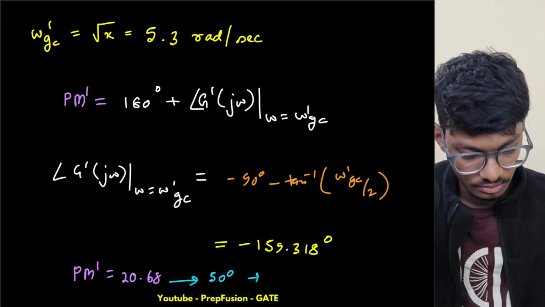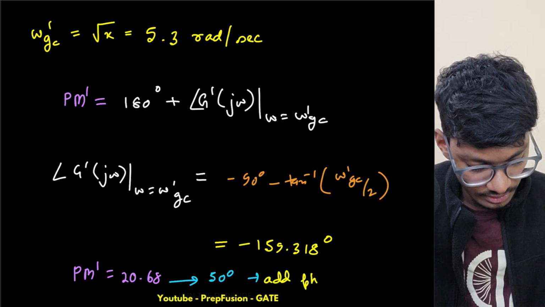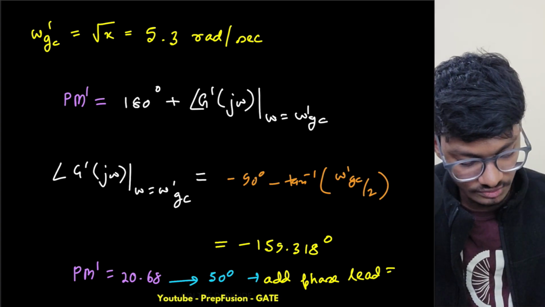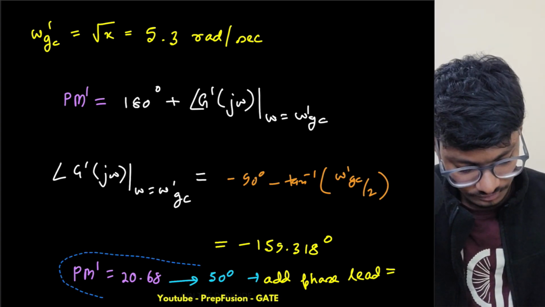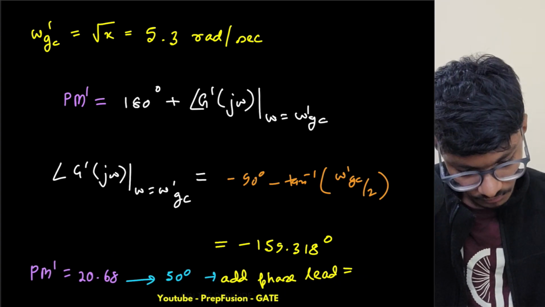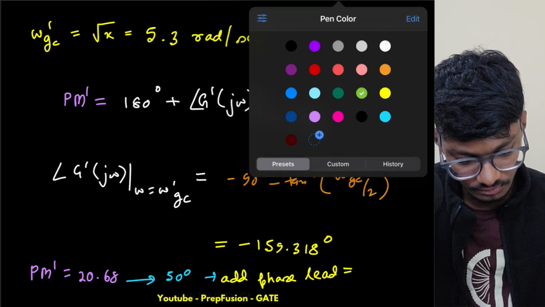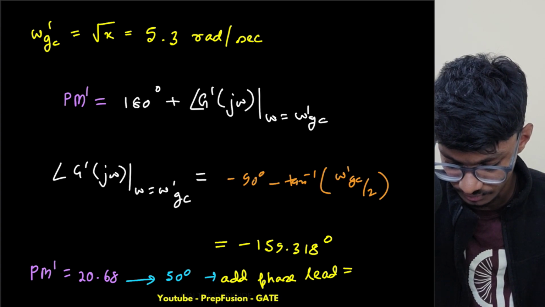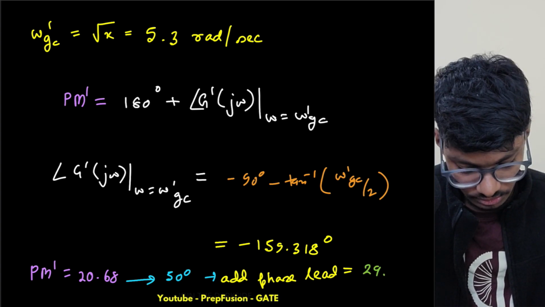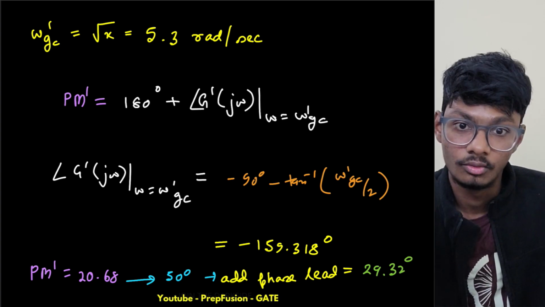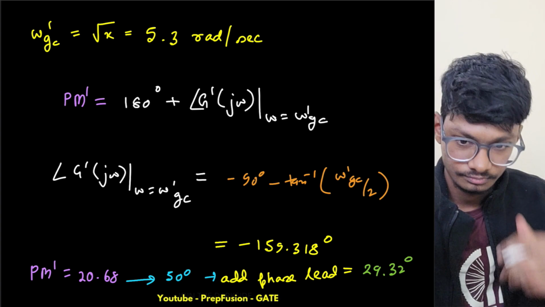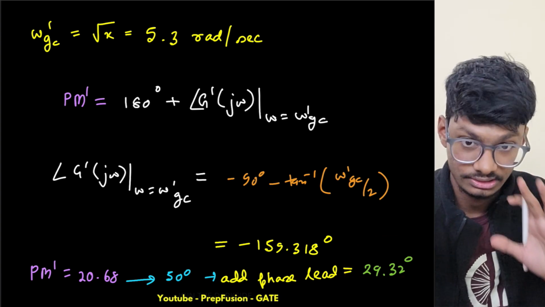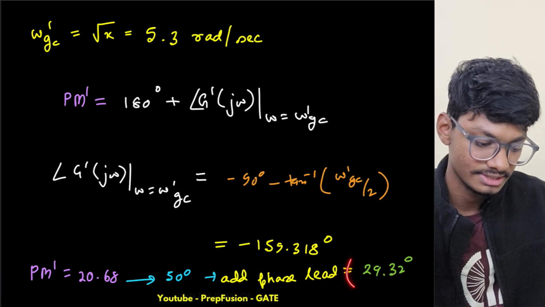So we have to add phase lead. How much phase lead do we need to add? We need to add a phase lead of 50 minus 20.68, that is 29.32 degrees. Now we need to add this much phase lead. What we can assume is that the maximum phase that our lead compensator adds is this much amount.